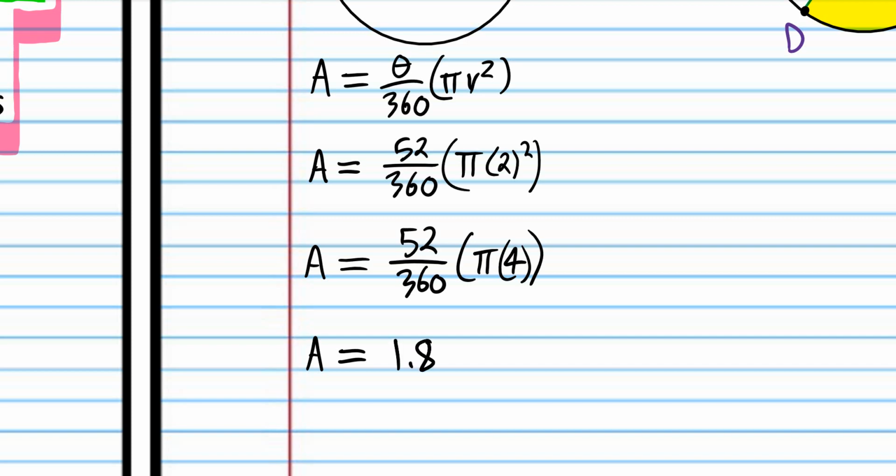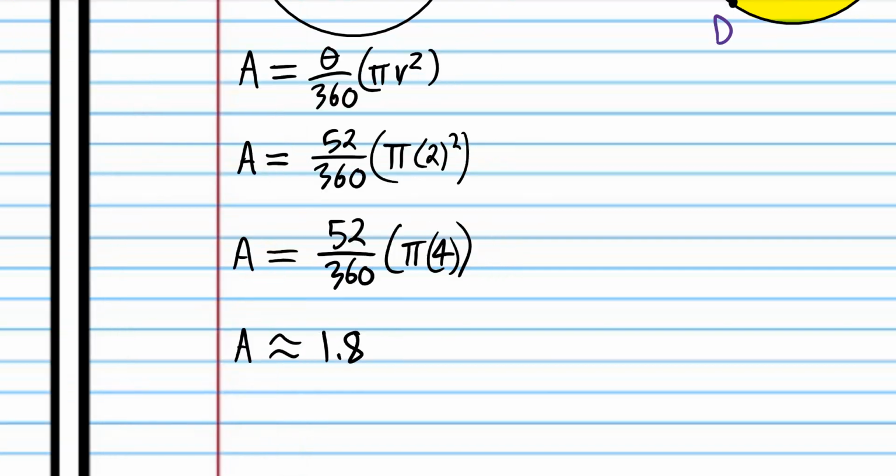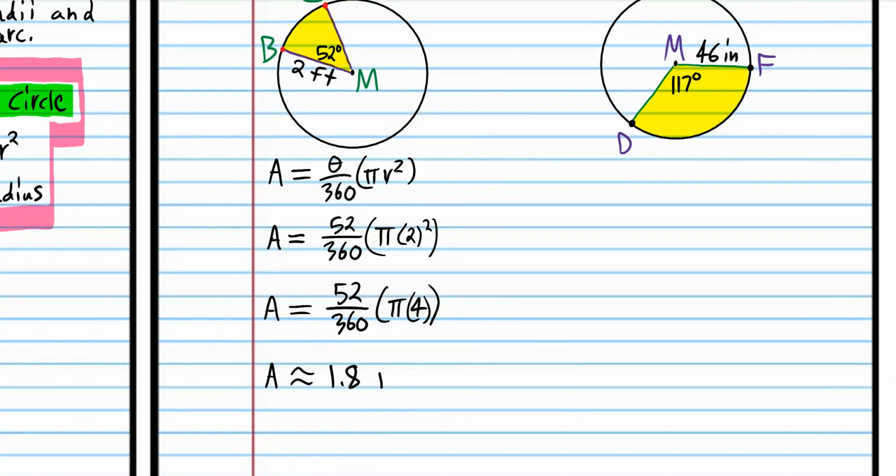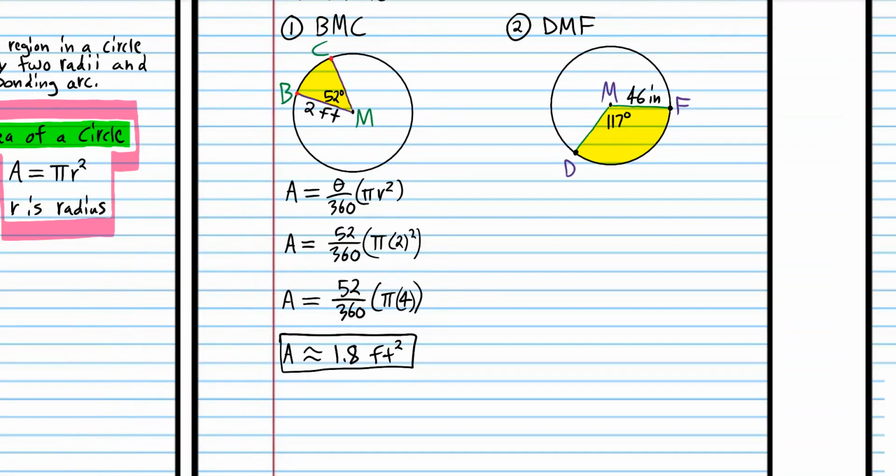1.8. And we have to use the approximately equal sign. And we have to get the right units, and this is going to be square feet, because again, we're measuring area. It's very important that you write square feet, not just normal feet.